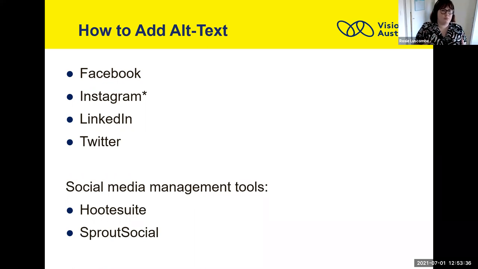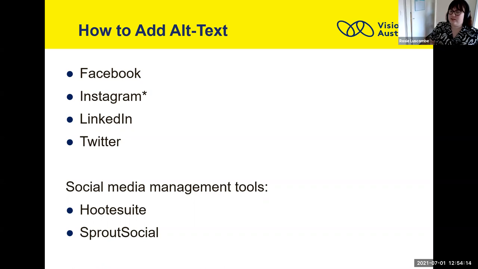The only two social media management tools that I've found that completely cover all social medias in terms of being able to add alt text to scheduled posts are Hootsuite and Sprout Social. Now, these are both great applications in that you can add the alt text when scheduling posts, with the exception of Instagram, because their API doesn't allow third parties to be able to add the alt text to it.